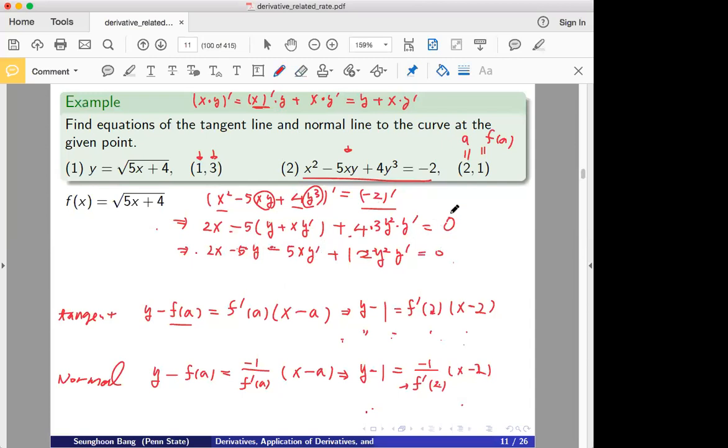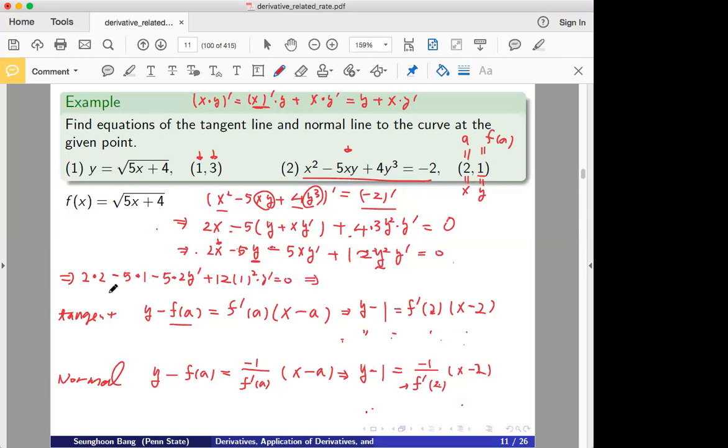So next, what is the x value? X value is 2. Y value is 1. You plug into the equation, so what happens? You can plug 2 into x. We have 2 times 2 minus 5 times y is 1, minus 5 times 2 times y prime, plus 12 times y is 1, 1 squared, times y prime equal to 0.